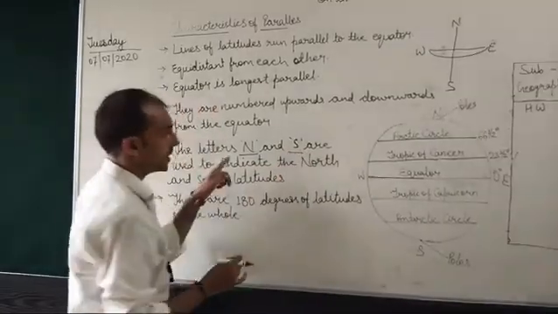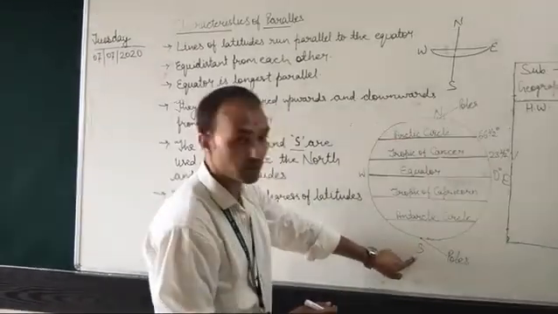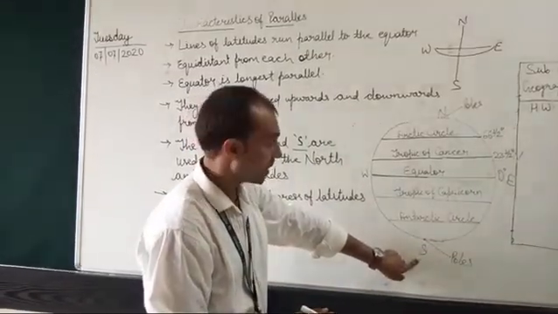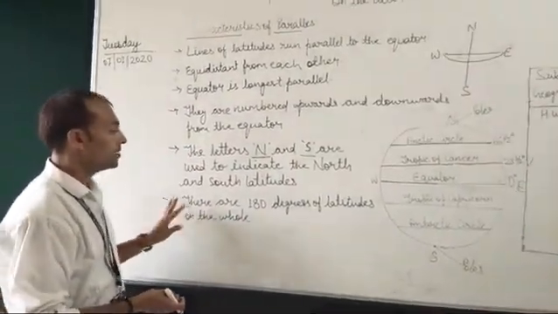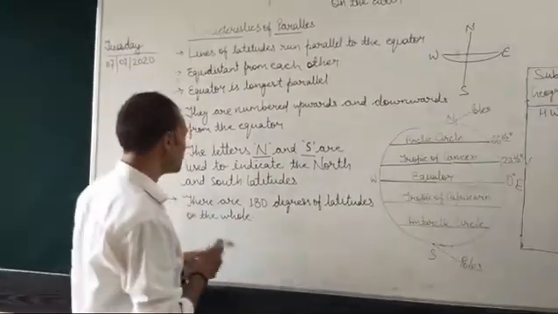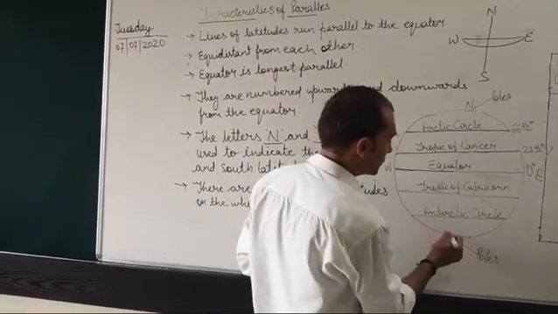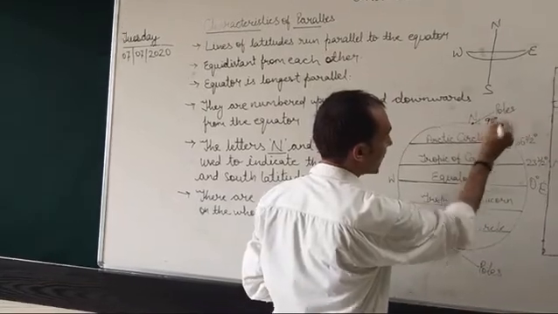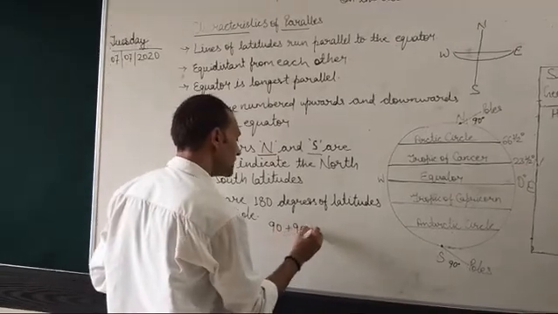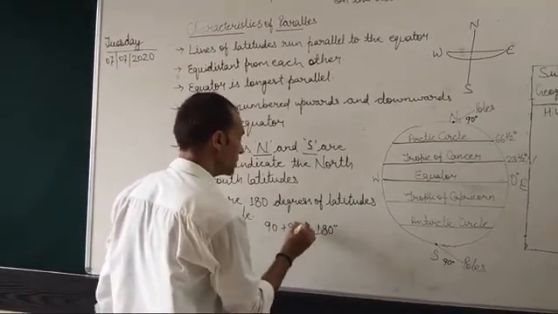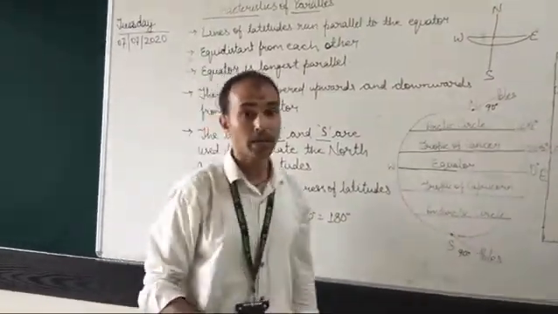Then the letters N and S. N is used to indicate north, whereas S is used to indicate south. Then there are 180 degrees of latitudes on the globe. As we have already seen, the poles are at 90 degree, and here is 90 degree. So 90 plus 90, that is 180 degree. Fine. So these were the characteristics of the parallels.